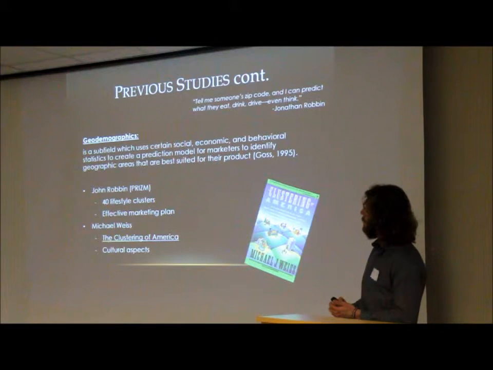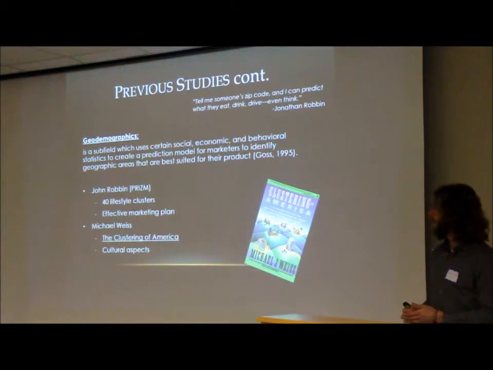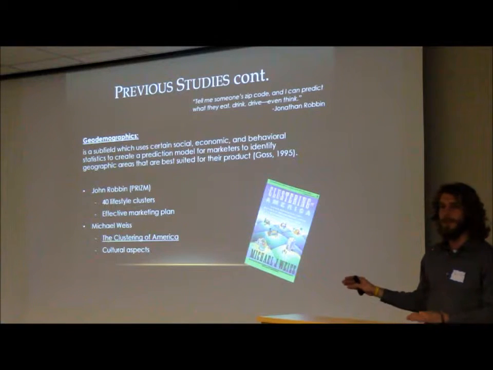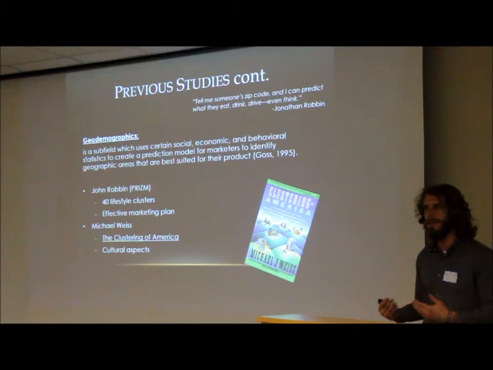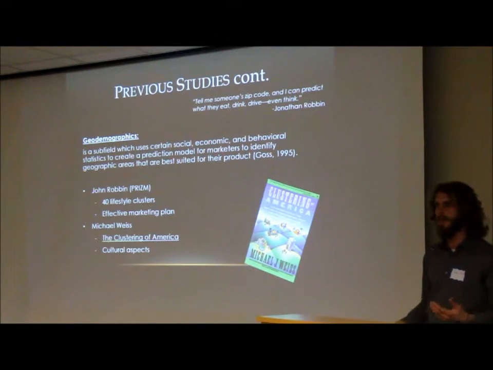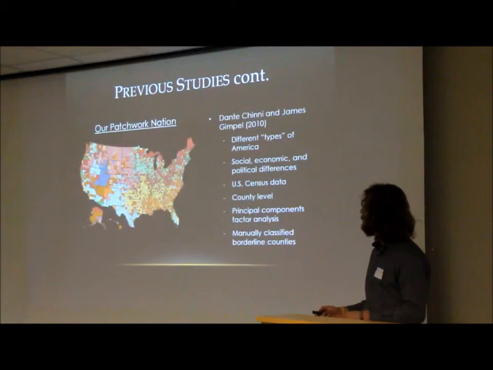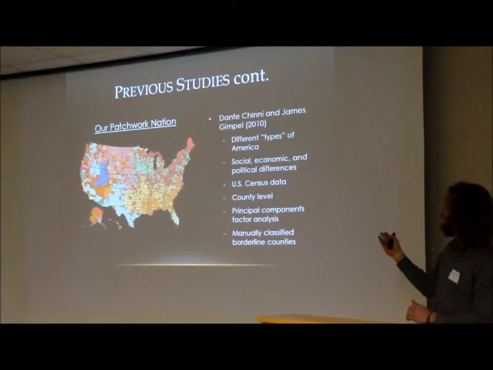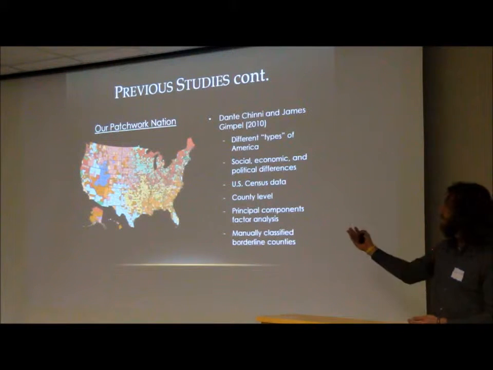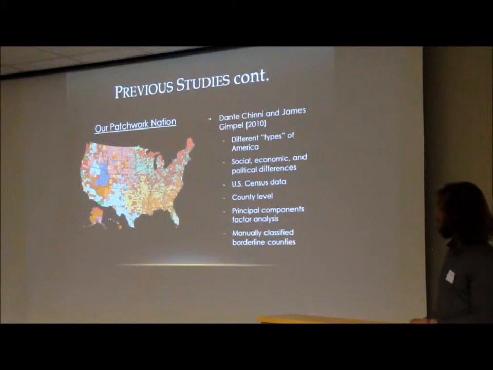Later on, Michael Weiss published a book called The Clustering of America. In his book, he looked at these 40 lifestyle clusters, but instead of looking at them from a business or marketing aspect, he looked at the cultural aspects. How well did these 40 clusters represent the different cultures of the US? Finally, a more recent study was done by Chinni and Gimpel. They wrote a book called Our Patchwork Nation. In their book, their goal was to determine the different types of America.